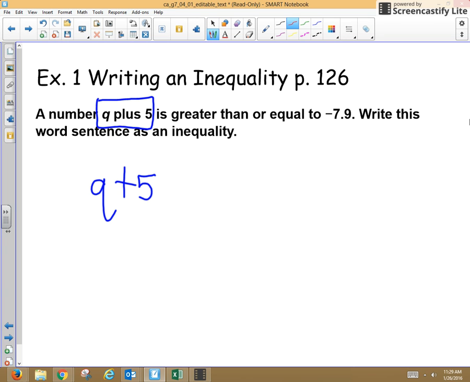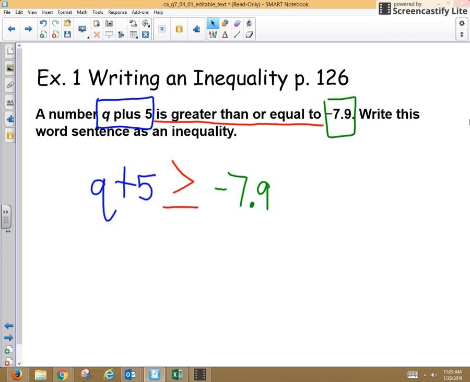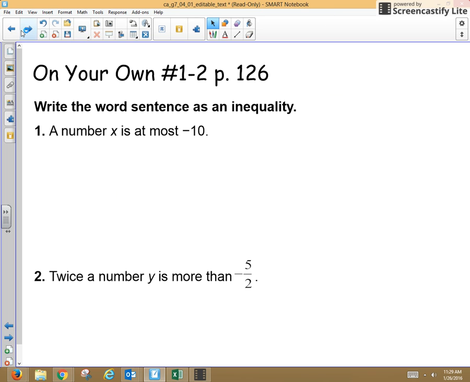Is greater than or equal to. So in that whole phrase, this is greater than or equal to negative 7.9. So all you have to do is translate word for word and change the word phrases into mathematical expressions. Okay, so you have q plus 5 is greater than or equal to negative 7.9, and that's all you have to do. Go ahead and try on your own numbers 1 and 2 on page 126.